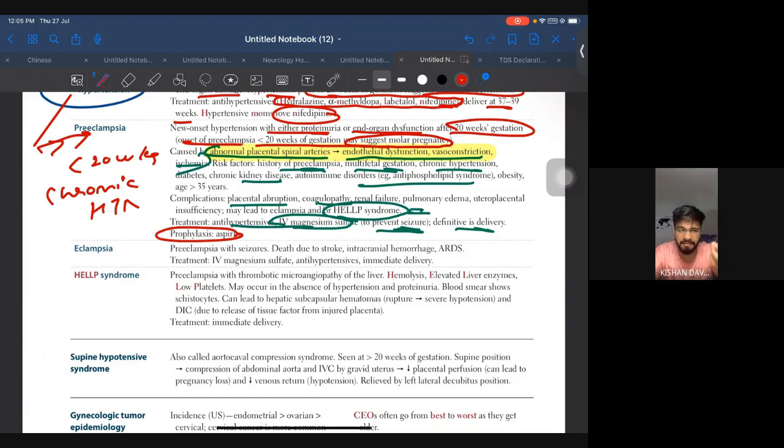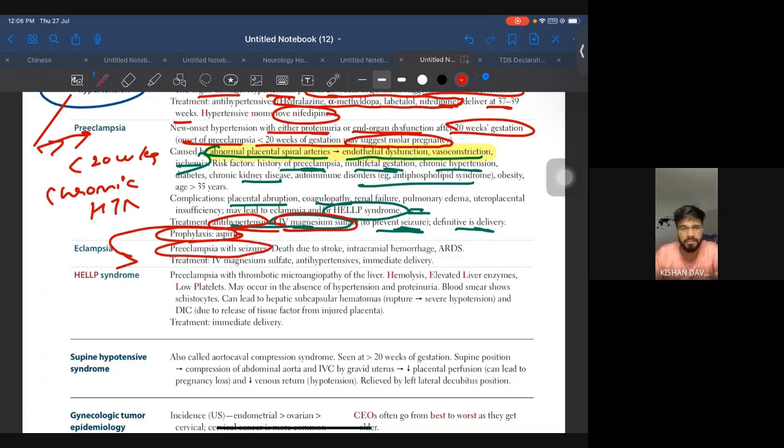And for the treatment, if they are asking, give antihypertensive, and if they ask what else can be given, magnesium sulfate in order to prevent eclampsia. Okay, preeclampsia leads to eclampsia. So if you want to prevent eclampsia while it is in the preeclampsia stage, give IV magnesium sulfate. Okay, coming to eclampsia: preeclampsia with seizures.